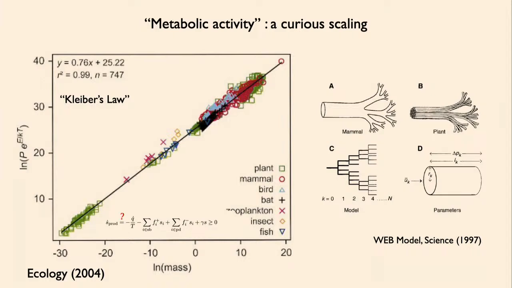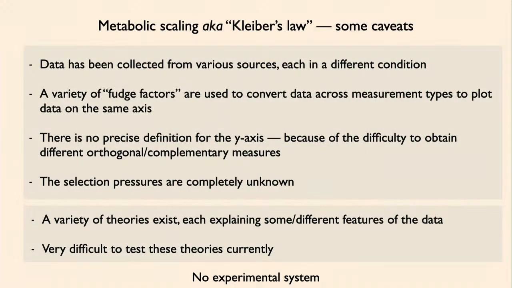So clearly there are many problems with this data set, and that deeply bothered me when I first started looking at this. But let me summarize these caveats. The data has been collected from various sources, each in a different condition. There are a variety of fudge factors to convert data across measurement types. There is no precise definition for the y-axis.